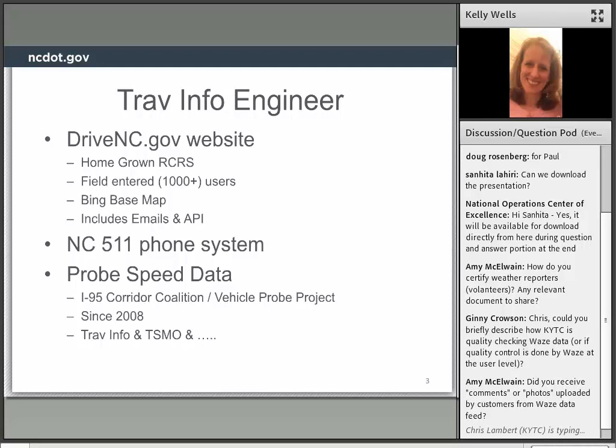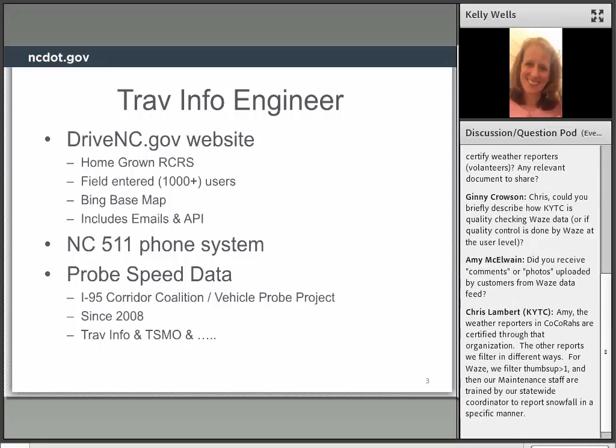We use a Bing base map, and you'll hear in a few minutes why that's important. And we also send out notification emails. We also do tweets, and we also have an API that feeds out the information that's entered into our traveler information website.